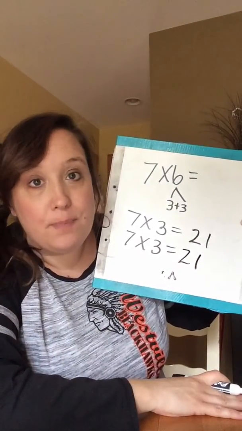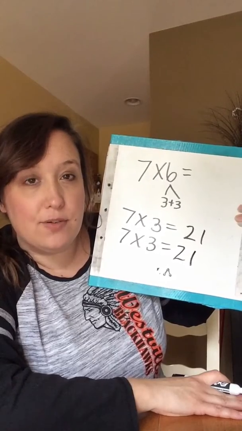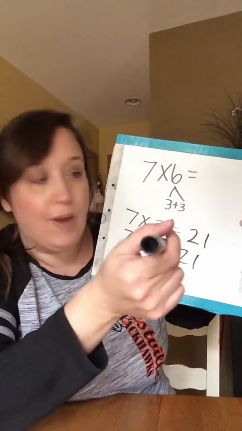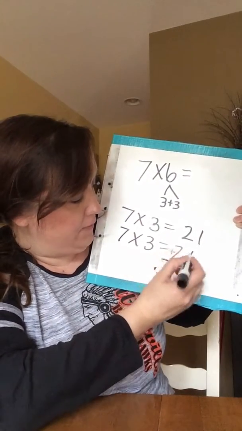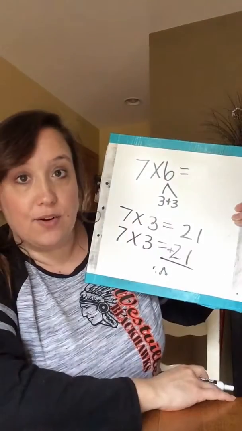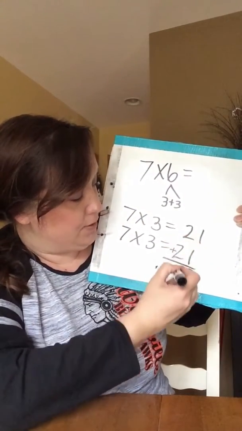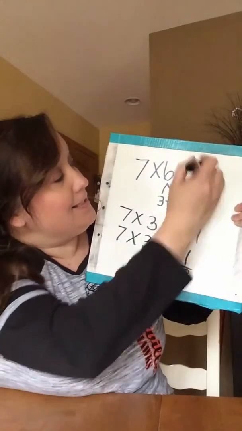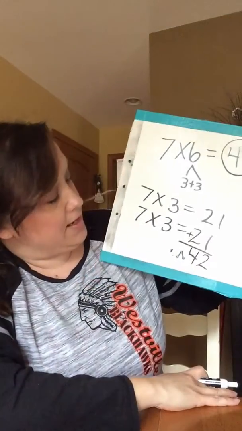And now my hardest part of my work is done. But I do have one more step. Do you know what step I have to do to find out my final answer? What is my final step? You got it. I have to add these. Now I have to add both of these answers to get my final answer, okay? So 1 plus 1 is 2, and 2 plus 2 is 4. So 7 times 6 is actually 42, boys and girls, okay?